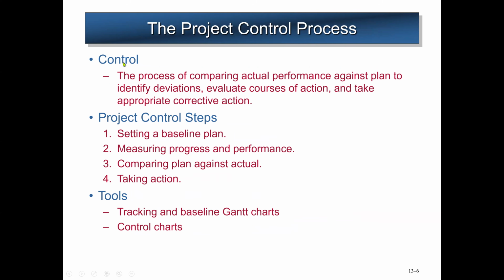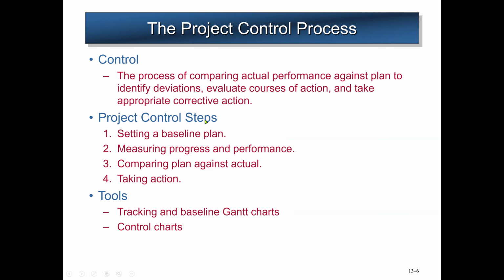In the phase of control, here we say control is the process of comparing actual performance against plan to identify deviations or variances. So we need to, again, compare the actual performance of the project and also the project management plan, the objective. You can see if there's any variance or deviations or if they are the same. So we need to evaluate the causes of action and take appropriate corrective action if necessary.